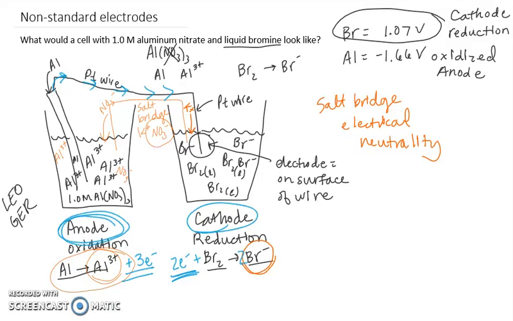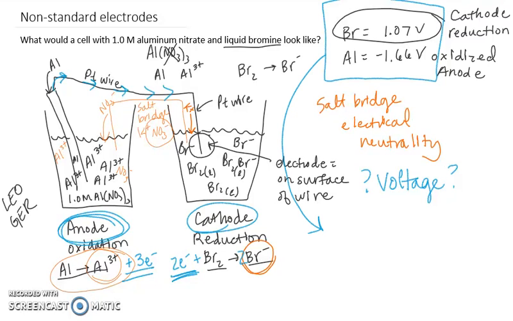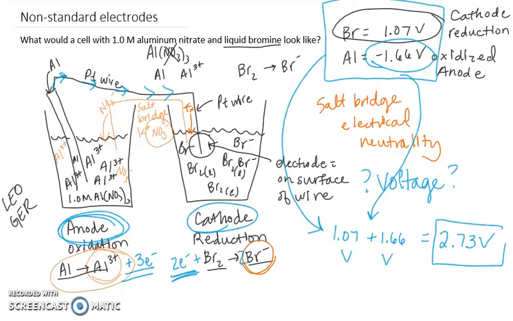Now let's say I put a voltmeter on there and wanted to know how much voltage, what would it read? I go back to the numbers I used to figure out what my anode and cathode are. So we said that our bromine was our reduction, so it's 1.07 volts. I keep that the same sign. Our aluminum was negative 1.66 volts for reduction, so I have to just flip that sign. And when I add those two together, I should see a voltage reading of 2.73 volts.